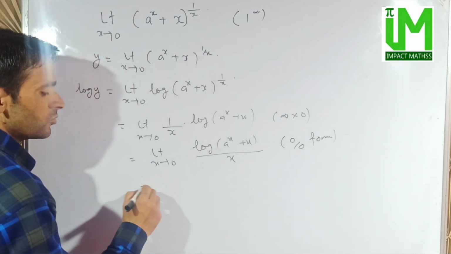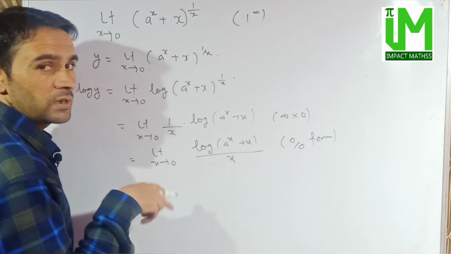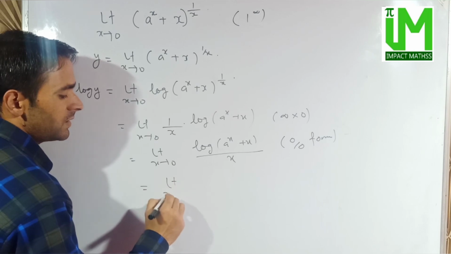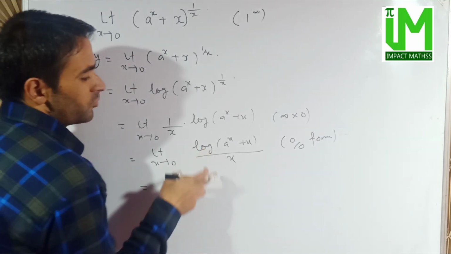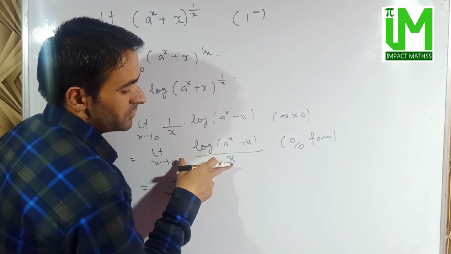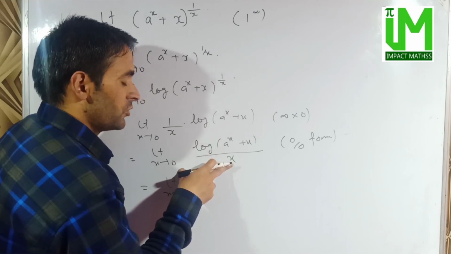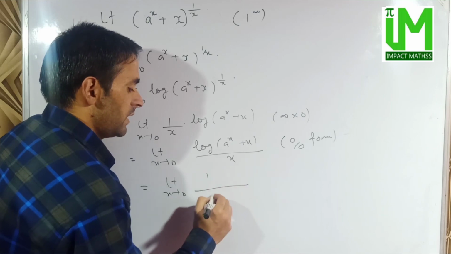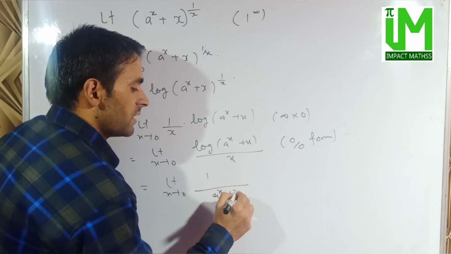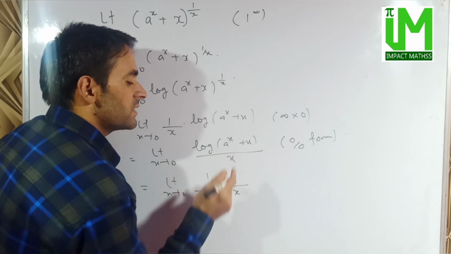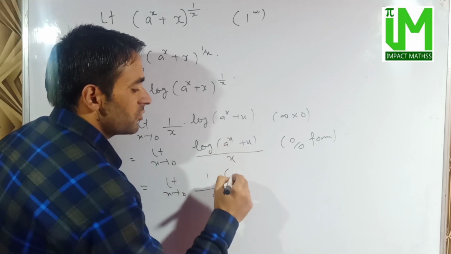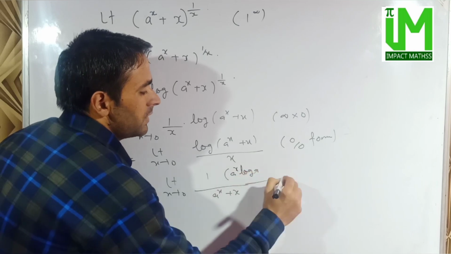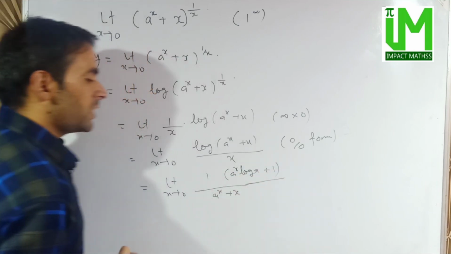So L'Hopital rule में हम differentiation करते हैं numerator की और denominator की. So it will be limit x approaches to 0. When we differentiate the denominator, x की differentiation obviously 1. So ऊपर अगर हम differentiation करें, it will be 1 divided by (a raised to the power x plus x) into the internal differentiation. So the internal differentiation of a raised to the power x is a raised to the power x log of a, plus x की differentiation 1.